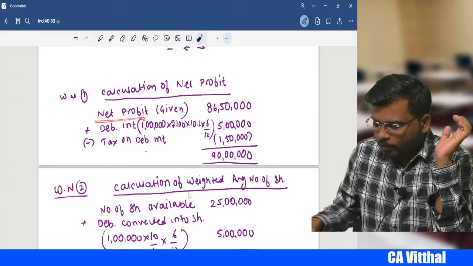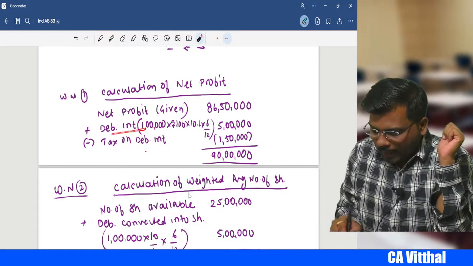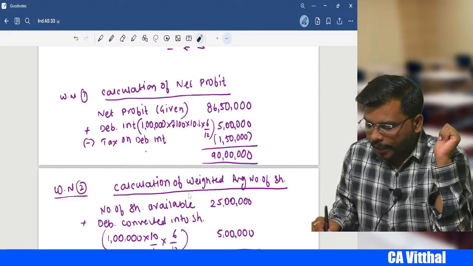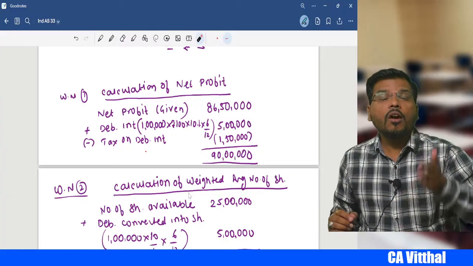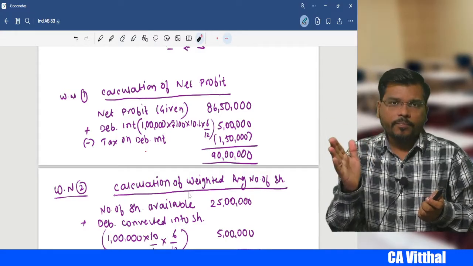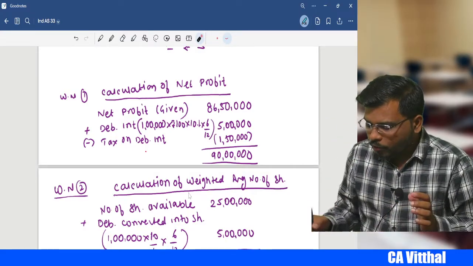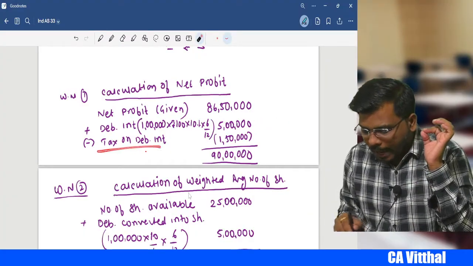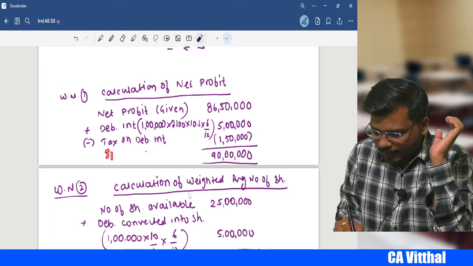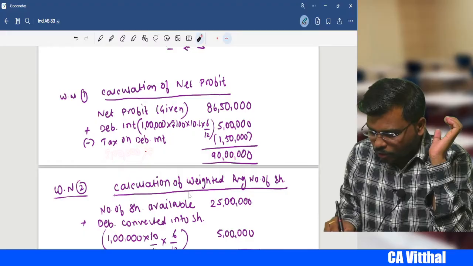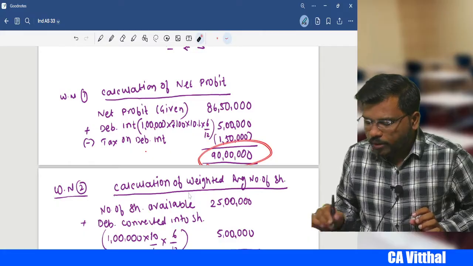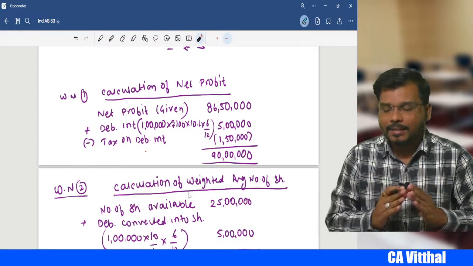So first, what is the net profit given? 86,50,000. Add debenture interest, which is 1 lakh debentures of 100 rupees each into 10% into 6 by 12, because we issued the debenture on 31/9. Are you getting my point? So what will the time factor be? From 1st October to 31st March, 6 months. So we get 5 lakh as the interest on debenture. Tax on interest on debenture is 1,50,000. How do we calculate it? Your 5 lakh interest on debenture into 30% tax is 1,50,000. So in total we get 90 lakhs as net profit.